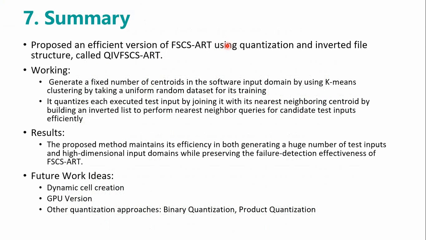So in this paper, we propose an efficient version of FSCS-ART using quantization and an inverted file structure, QIVFSCS-ART. The method partitions the software input domain into several Voronoi cells using k-means clustering, then uses quantization and an inverted file index to find the nearest neighbor of the candidate test cases. The results show that the method is highly efficient while preserving the failure detection effectiveness of FSCS-ART.